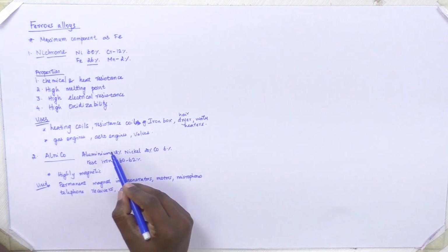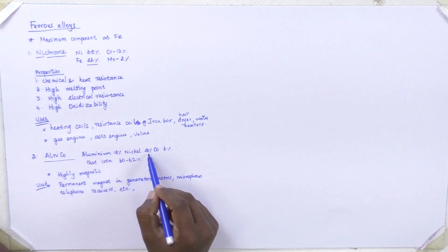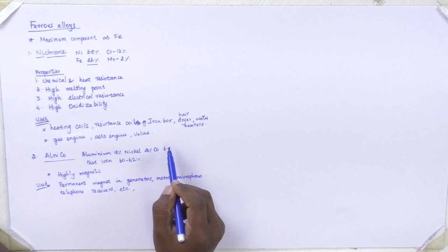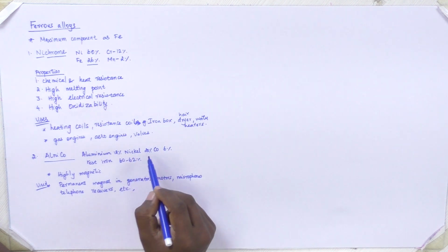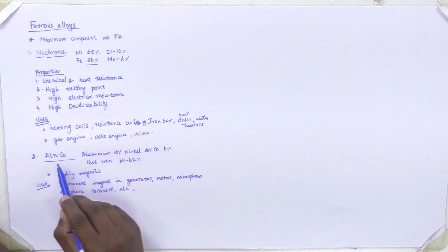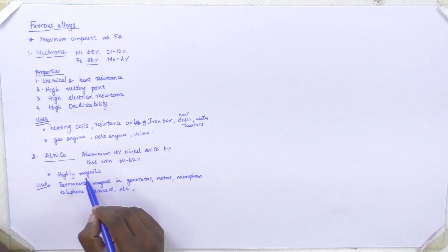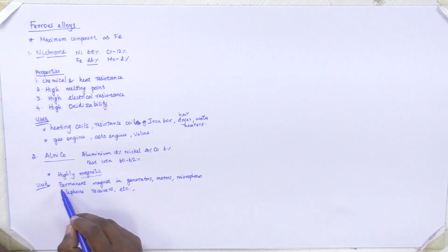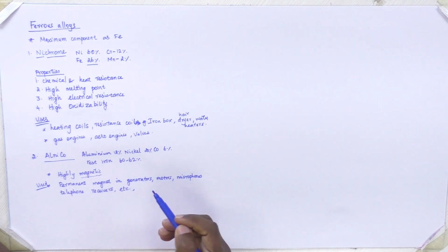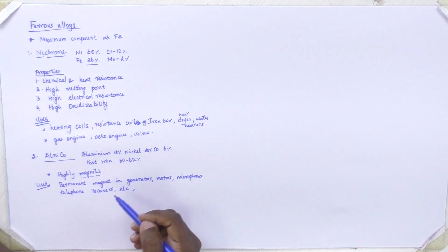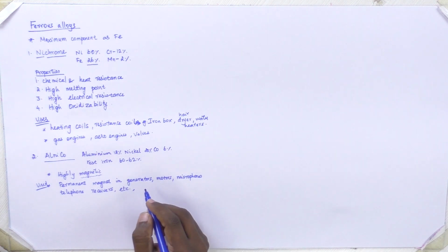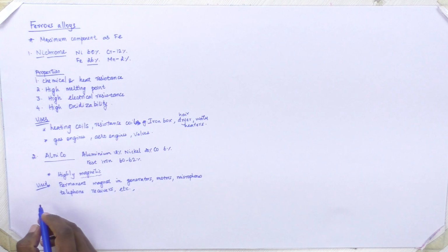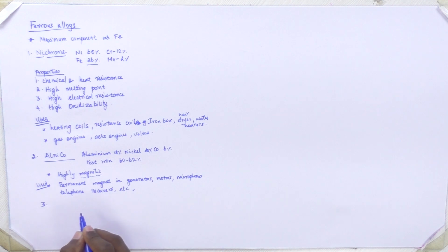Here the aluminum is 12%, nickel is 20%, cobalt is 6% and the rest is iron. All this composition in a homogeneous mixture gives Alnico materials, which are mainly used for magnetic purposes. This can be used for making permanent magnets, which we use in generators, microphones, telephones, and loudspeakers. There we use such Alnico materials. And the third type of ferrous alloy we are going to discuss today is stainless steel.